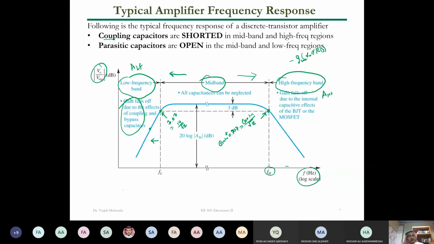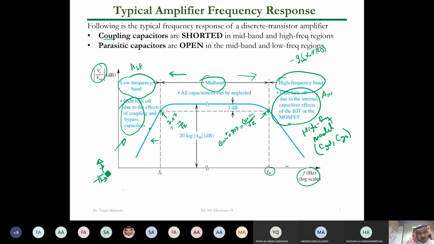Keep in mind that the low frequency effect appears when we have coupling and bypass capacitors in the circuit. But in the high frequency we are talking about the parasitic capacitors, and we will study them, which is the high frequency model. So now here we talk about the high frequency model, and for the MOSFET we have CGD and CGS capacitors. Here we are talking about the coupling capacitors, which we usually find if we draw the common source amplifier.